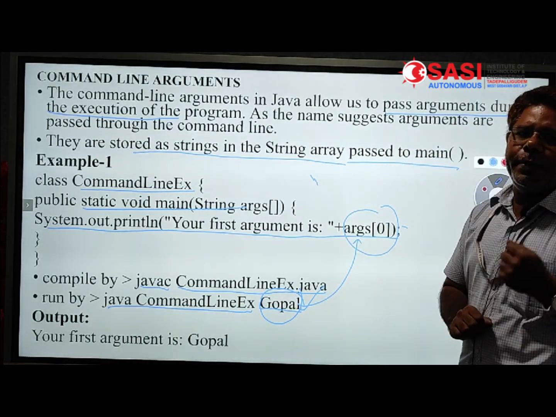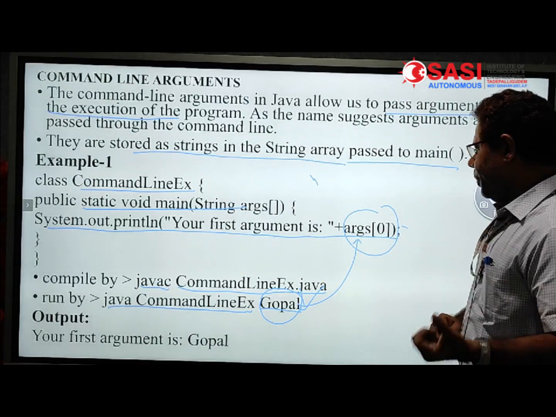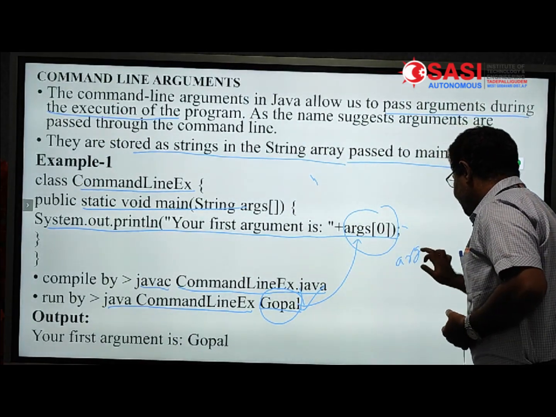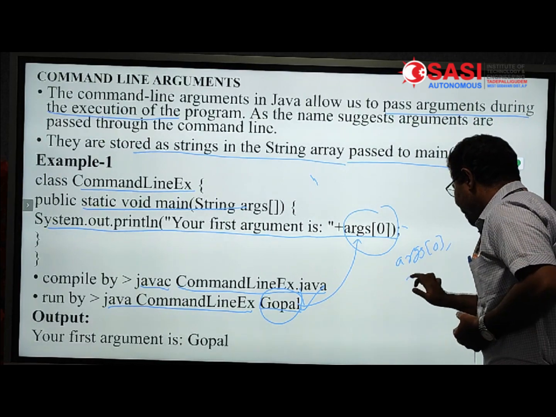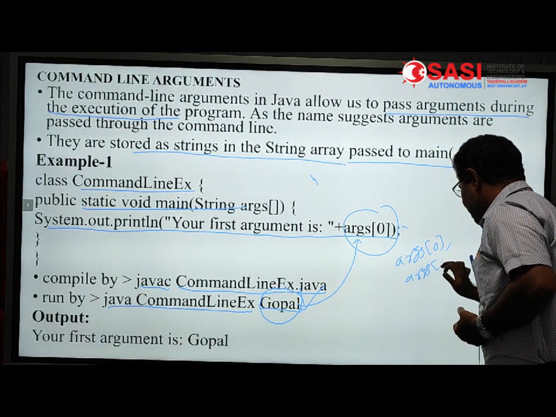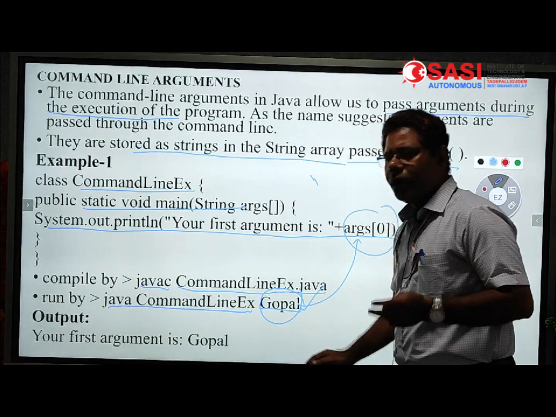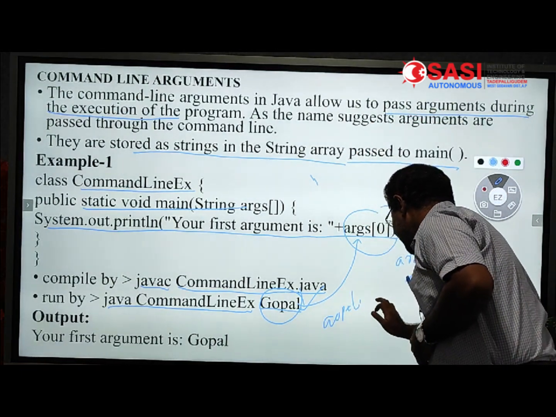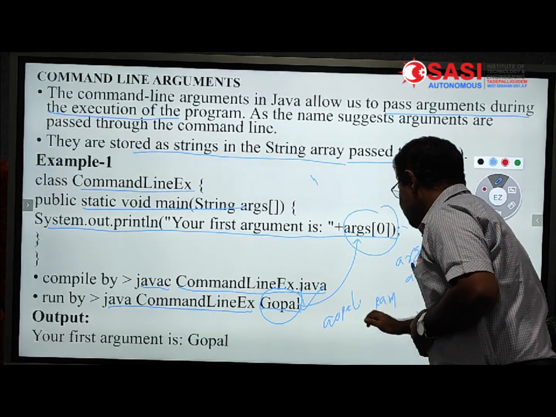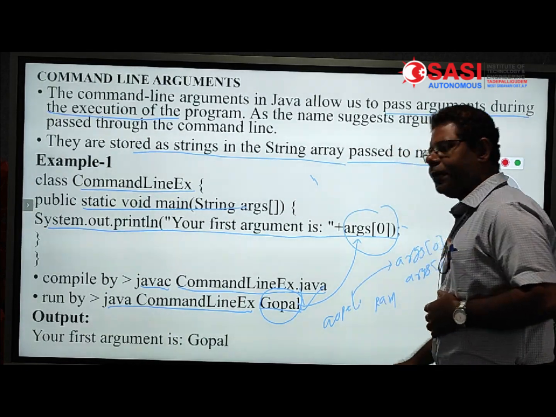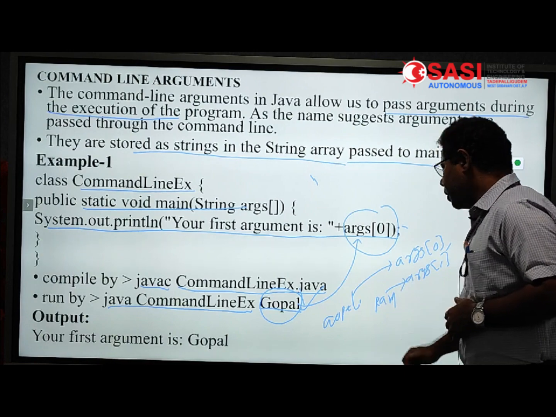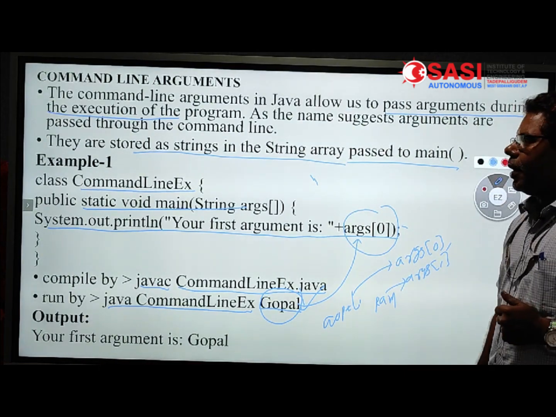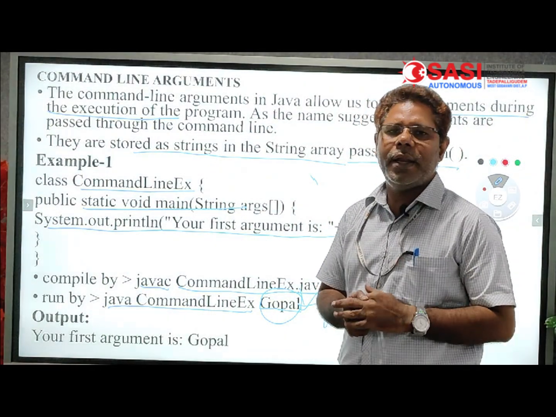So in this way we can pass any number of arguments. For example, we need to print args[0] and args[1]. So in this case we need to pass two values. One is the Gopal value, another one is Ram. So Gopal is moved to args[0] and Ram is moved to args[1]. So the output is Gopal and Ram. So this is about the command line arguments.